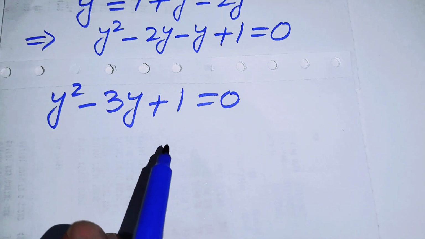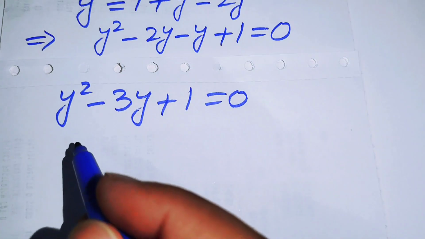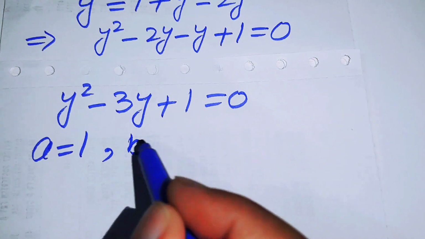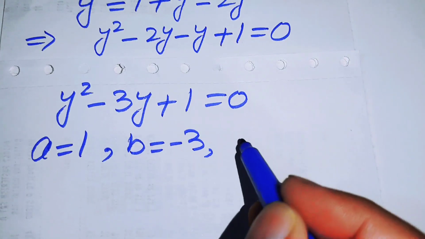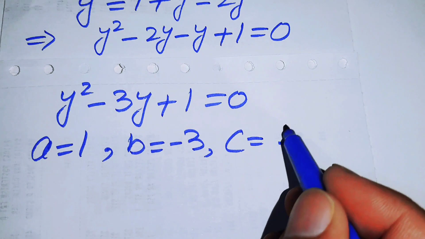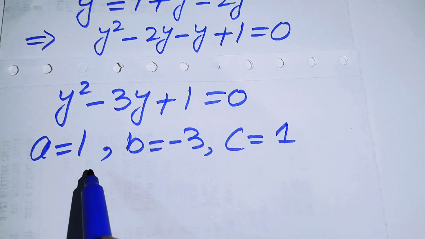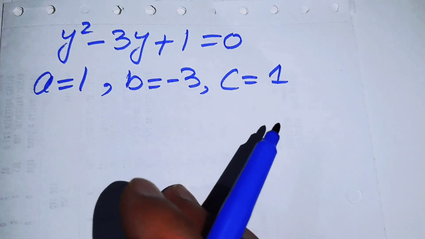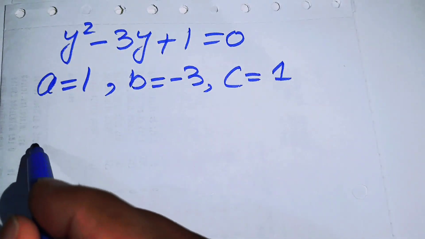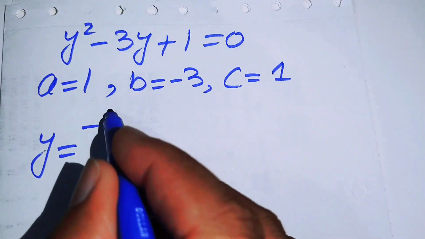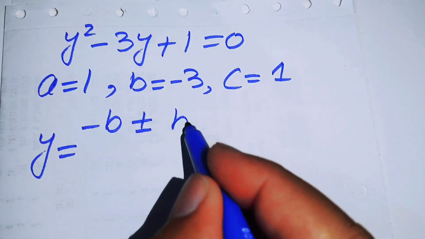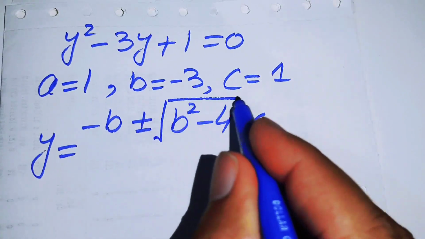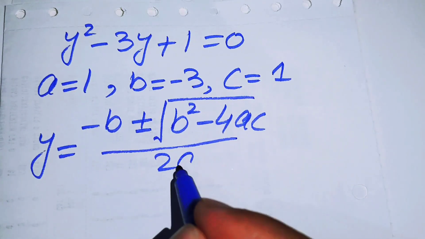Now we can use the nice quadratic formula in order to solve this problem. Here we have a equal to 1, b equal to minus 3, and c equal to 1. Now we can put these values in the quadratic formula, and you know about the quadratic formula. It is written in the form of y is equal to minus b plus or minus the square root of b squared minus 4ac, over 2a.